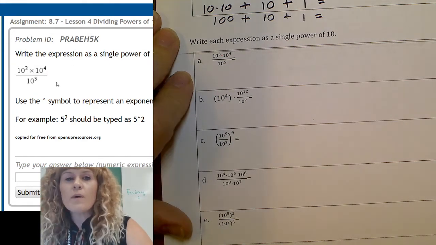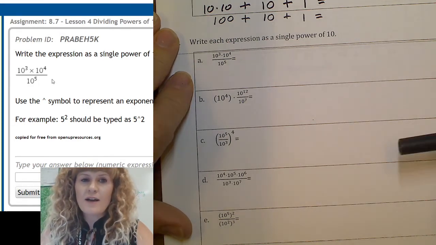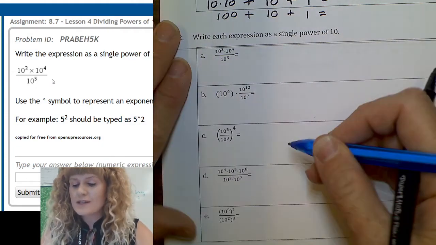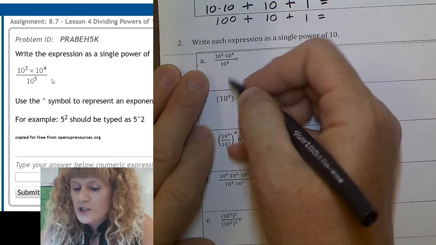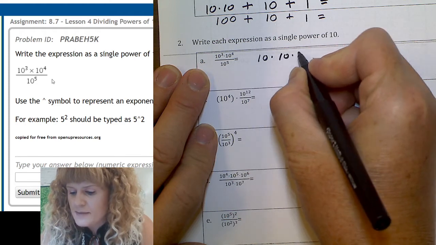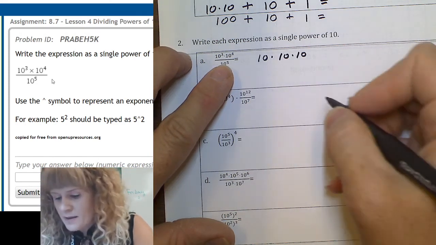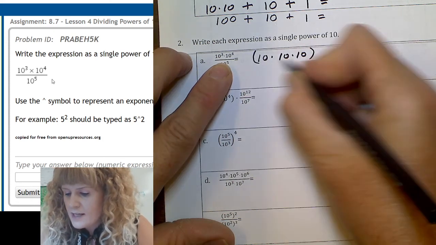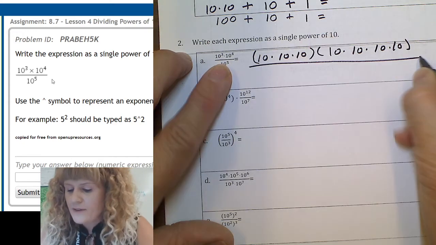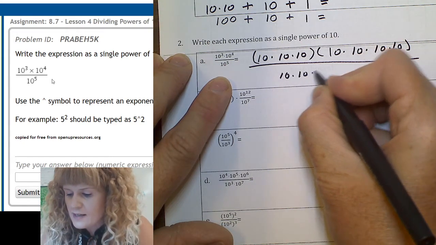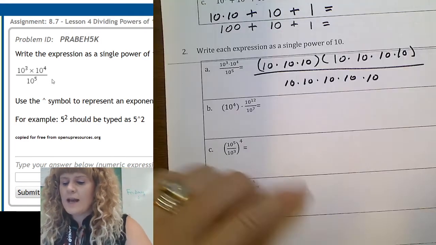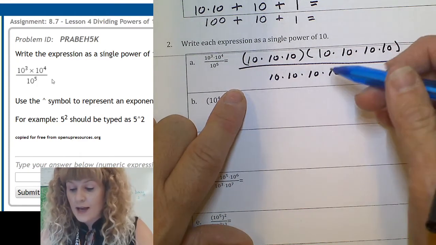In other words, we want to simplify this. Instead of having 10 to the 3rd times 10 to the 4th divided by 10 to the 5th, you can simplify that. Should I write it out in expanded form? I will. 10 to the 3rd is 10 times 10 times 10. And that's being multiplied by 10 to the 4th, so 10 times 10 times 10 times 10, and divided by 10 to the 5th, 10 times 10 times 10 times 10 times 10. Now, you can see what cancels out.